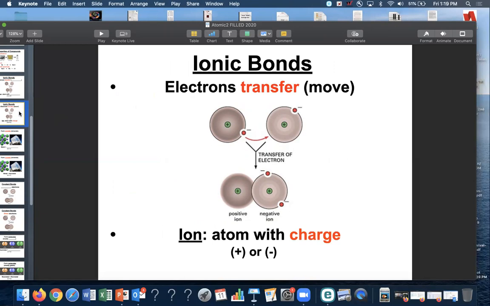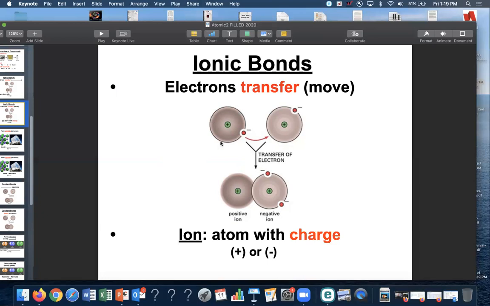Normally, an atom has no charge, because if you remember back to Wednesday, the atomic number tells us how many protons there are in the nucleus, and that equals the number of electrons. So the positive protons and the negative electrons cancel each other out as far as charge goes. So a normal atom has no charge.